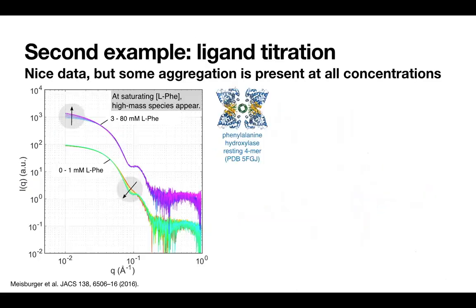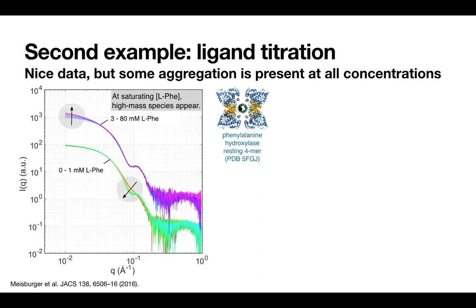Okay, so as a second example, this is ligand titration. This is an interesting example because we had really, really nice data. This is showing a titration of phenylalanine into a solution containing the enzyme phenylalanine hydroxylase, which is this tetramer that looks like a butterfly. And it was known that phenylalanine hydroxylase does a conformational change upon binding phenylalanine, which is its allosteric ligand.